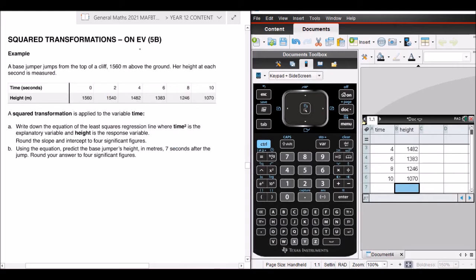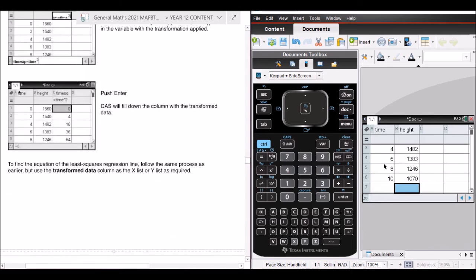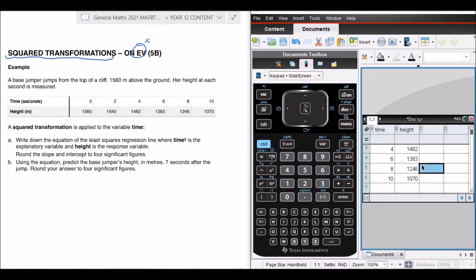All right, so let's look at some examples for this. So we're going to do squared transformations on the EV, so on the X variable for these ones, okay? A base jumper jumps from the top of a cliff 1516 meters above the ground. Her height at each second is measured. The squared transformation is applied to the variable time. Okay, so I've already gone through the liberty of putting the variables in here for you, so you don't have to watch me do that. But here, I will be doing a transformation on time. Okay, I'm not going to graph this just yet. I'm just going to focus on my list and spreadsheets here.